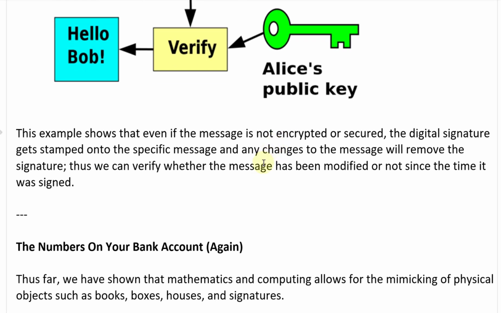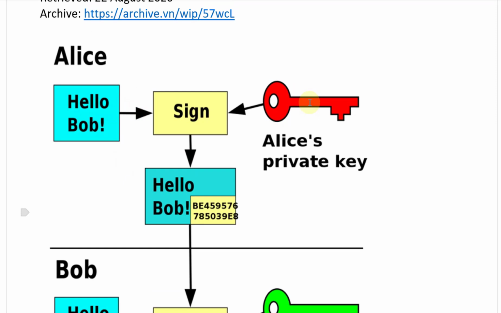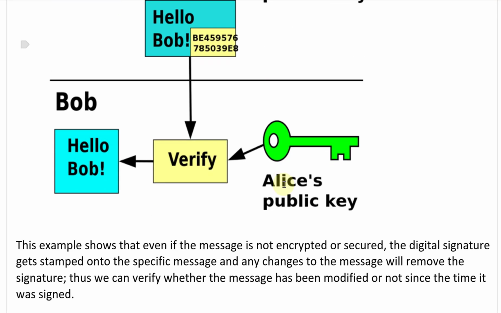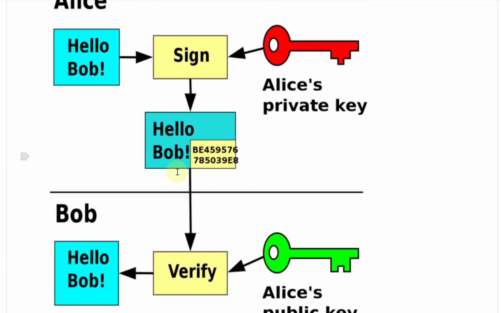This example shows that even if the message is not encrypted or secured, the digital signature gets stamped onto the specific message, and any changes to the message will remove the signature. Thus, we can verify whether the message has been modified or not since the time it was signed. Remember, even if this message is not secure, the signature is. This means that Alice has looked at this message, whether it's secure or not, and has signed it. That signature verifies that whoever has the private key has looked at that message, whether the message is secure or not.